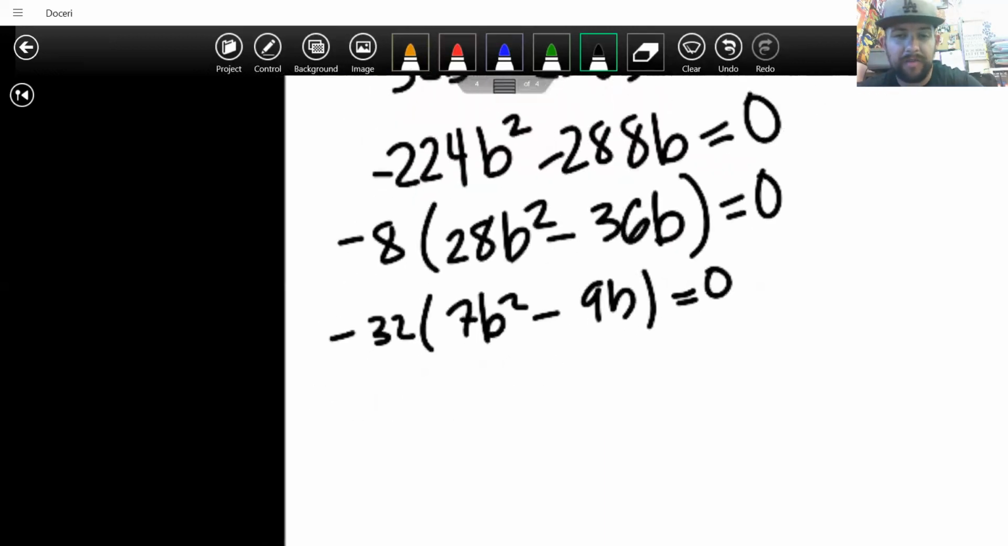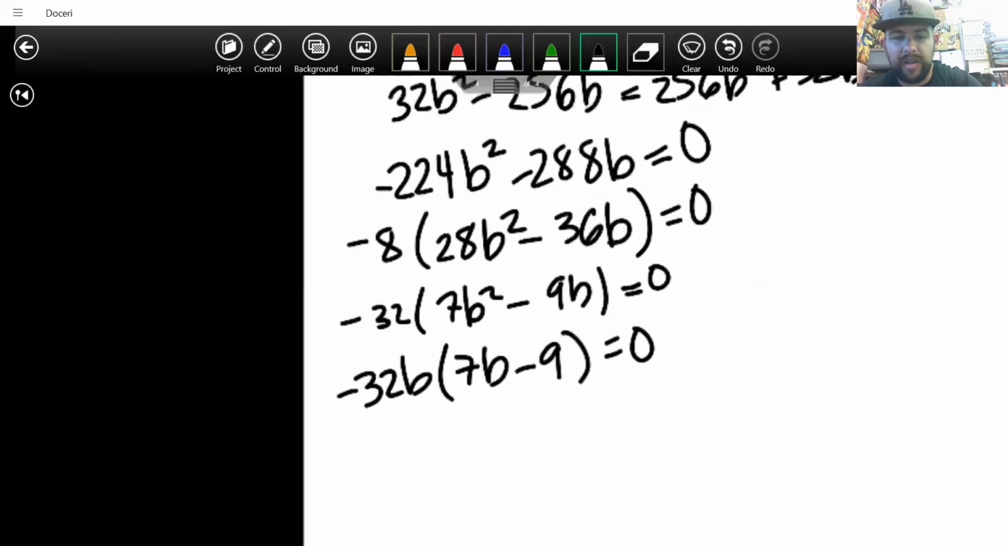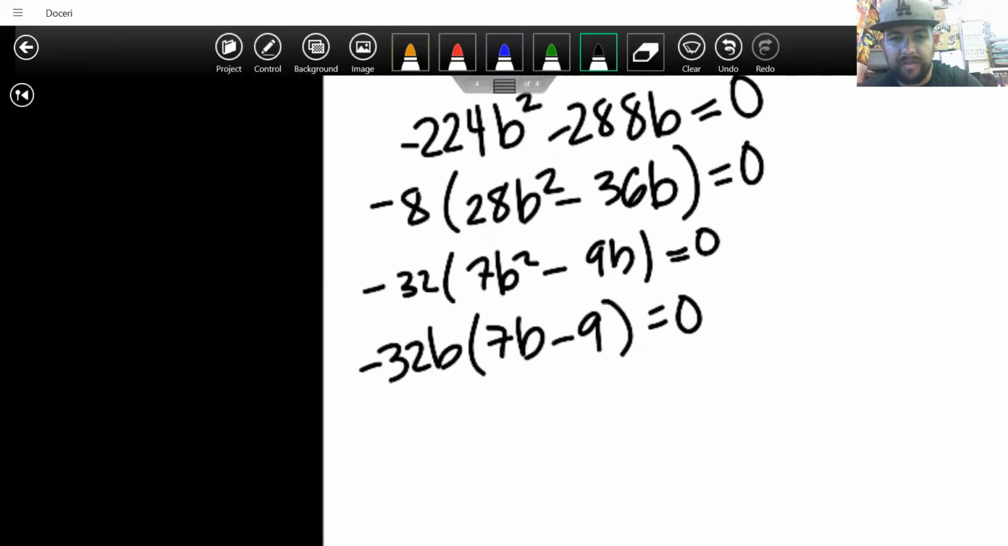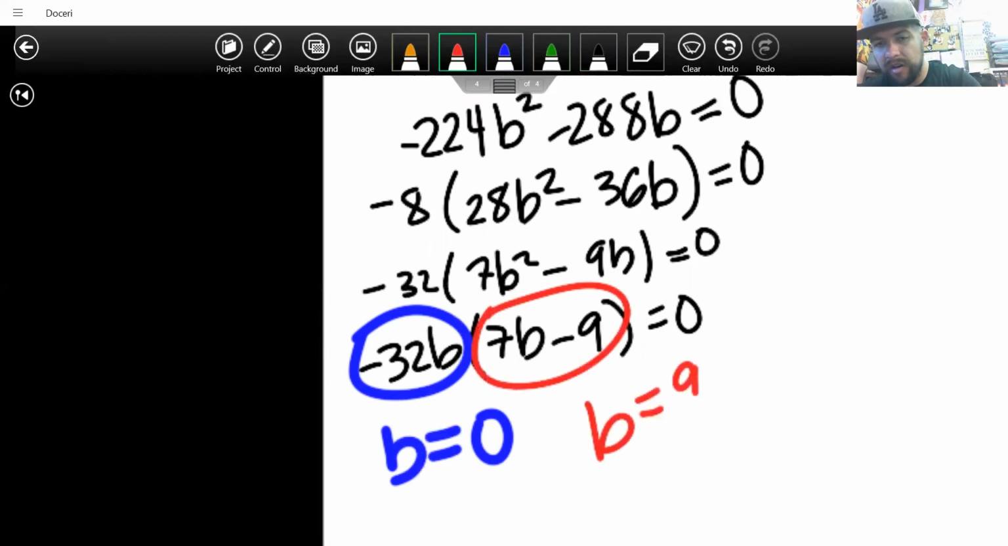We can do one more step. Let's pull out that b. So let's do 32b times 7b minus 9 is equal to 0. So we're almost done here. In this case, if we set these both equal to 0, we have one equation, b is equal to 0. And the other equation, if we set this equal to 0, b will be equal to 9 over 7. Okay.